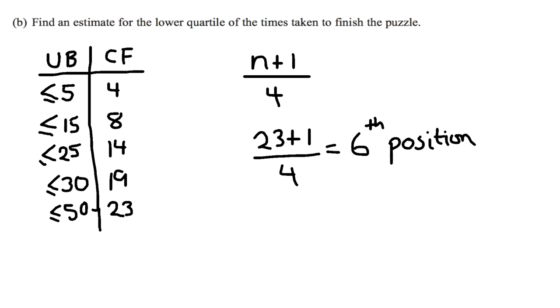Now, where does the sixth position lie in the cumulative frequency table? Well, it lies here because 6 is greater than 4. However, 6 isn't greater than 8, so it lies in between 4 and 8. So we're just going to write 6 here, and I'm going to put an X that represents the lower quartile. And now I'm just going to draw a straight line which represents my linear interpolation.